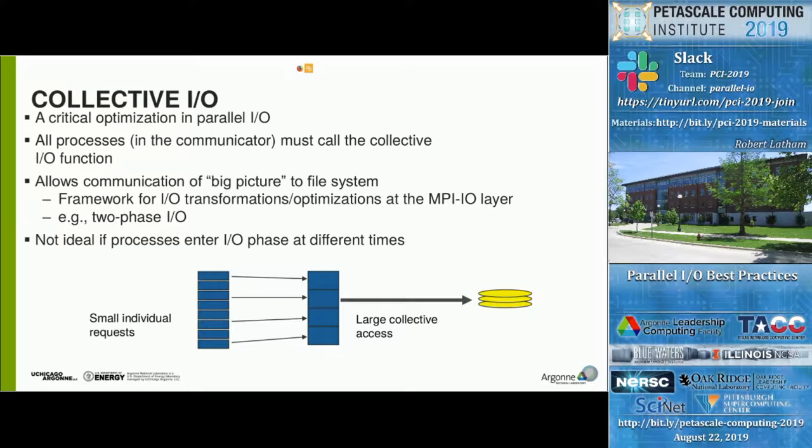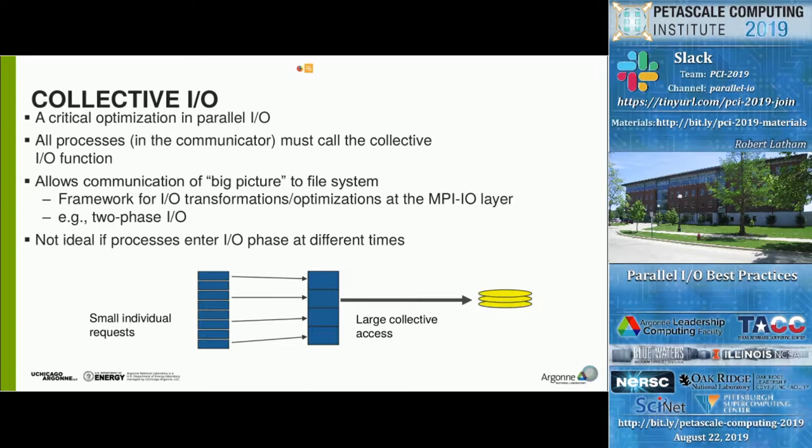So before I get into the source code, I want to talk a bit about collective I/O. What does that mean? There are definitely cases in scientific computing where all the processes are hitting some point where they're all going to do I/O at the same time. Now, the counterpoint to collective I/O would be independent I/O.